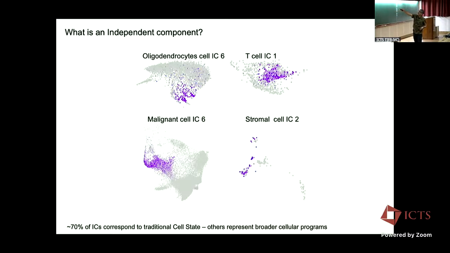So these are just 2 examples, right? Here is IC number 6, and we map it on the single cell data. You can see it nicely clusters. IC1 in T cell, they cluster, IC6 and so on.